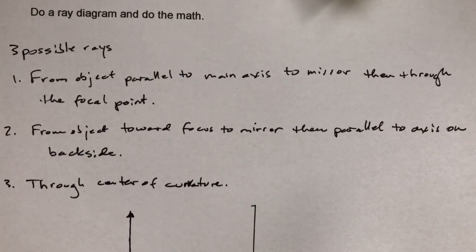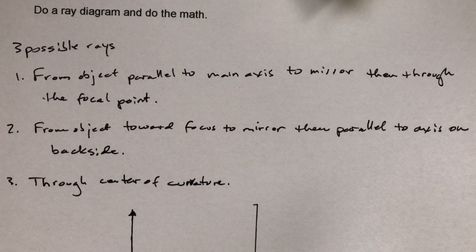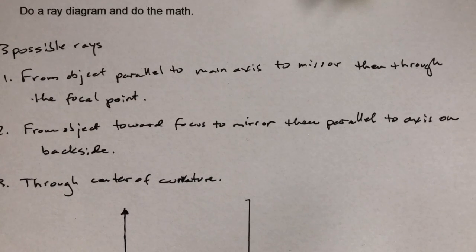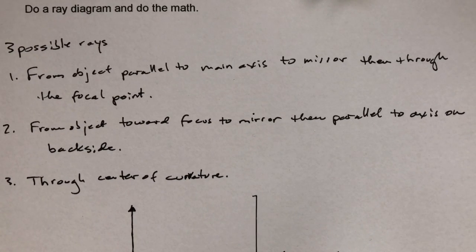The first one I think is pretty easy. You just draw a parallel line from the top of your object to the mirror and then draw it through the focal point. Now, because this is a convex mirror, the focal point is on the back side of the mirror, all right? Which means you're going to be drawing that line through the mirror. Ray number 2 possibility is from the object toward the focal point. Once it hits the mirror then, however, it will then travel parallel to the main axis. And then number 3, draw through the center of curvature.